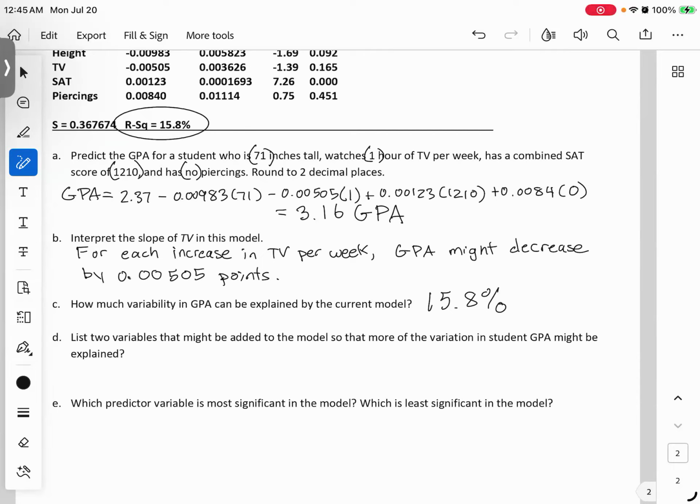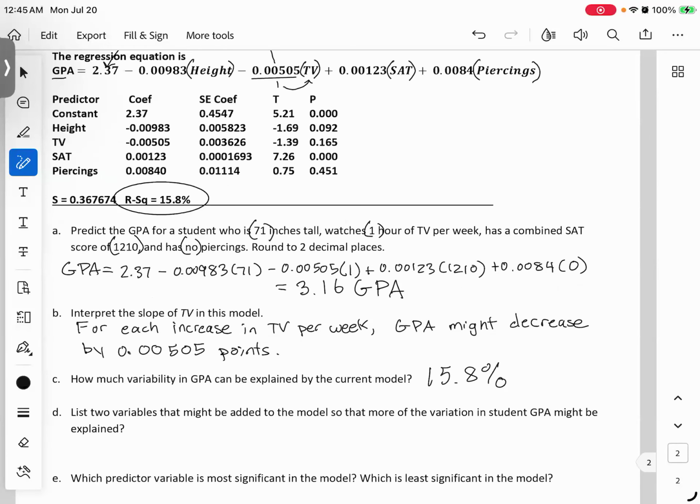So what I want you to think about is, if we've got these four variables and we need to fix it, who would we get rid of? Who seems to have no significance towards GPA? We would get rid of the piercings first, right? And then maybe afterwards we get rid of the TV, and then maybe we get rid of height. But we'd for sure want to keep SAT.